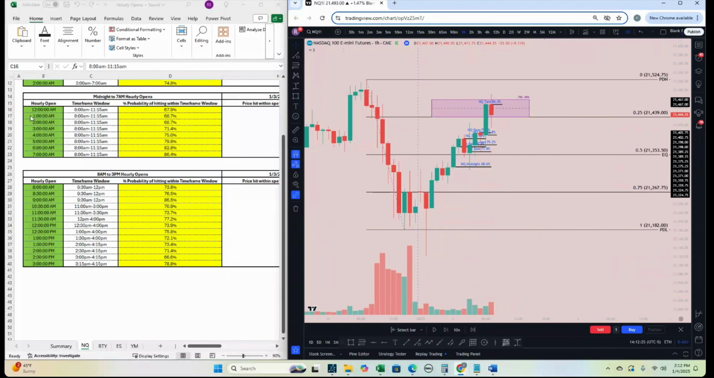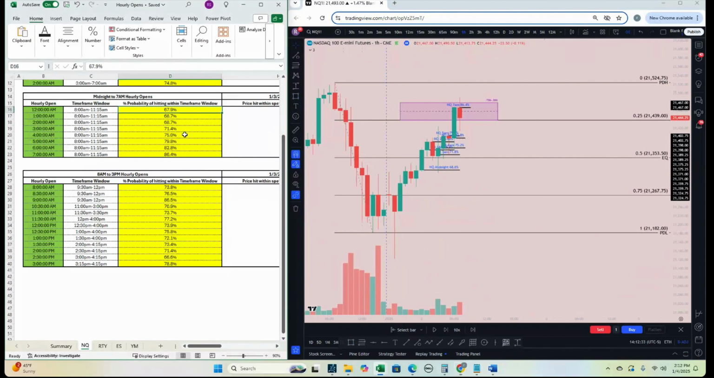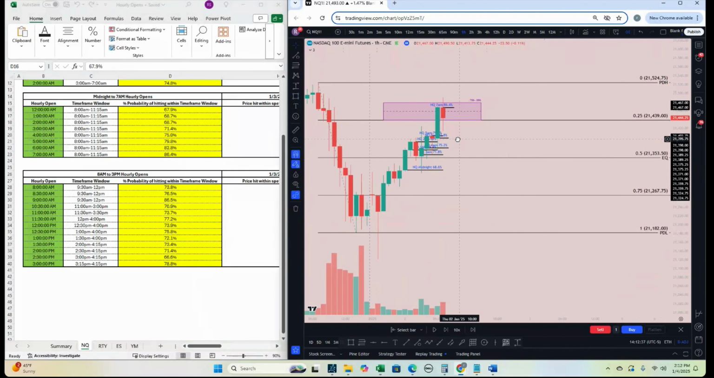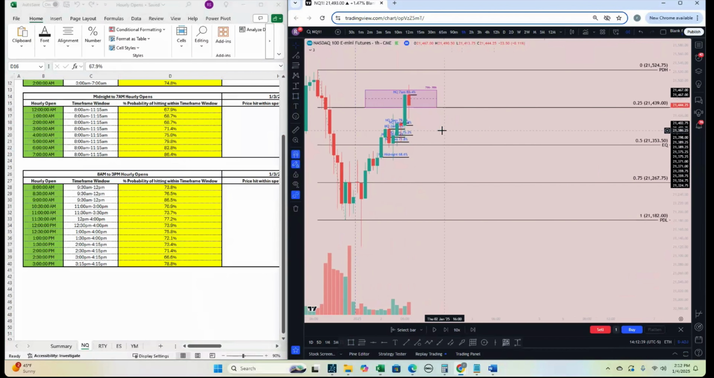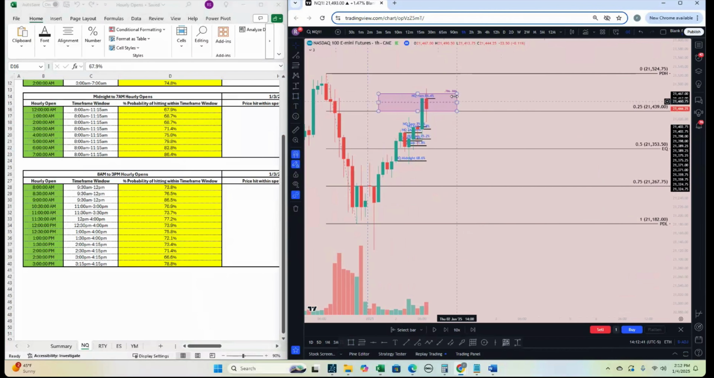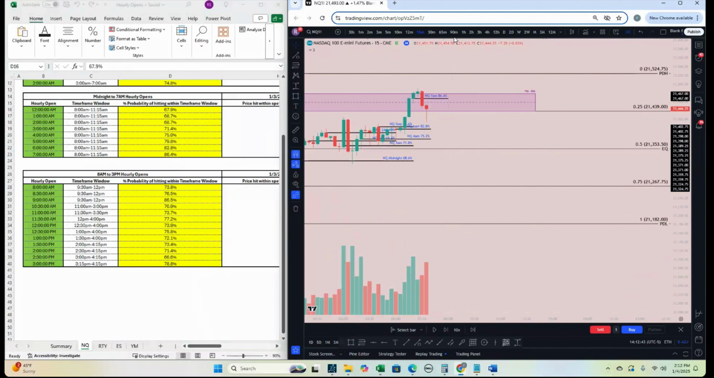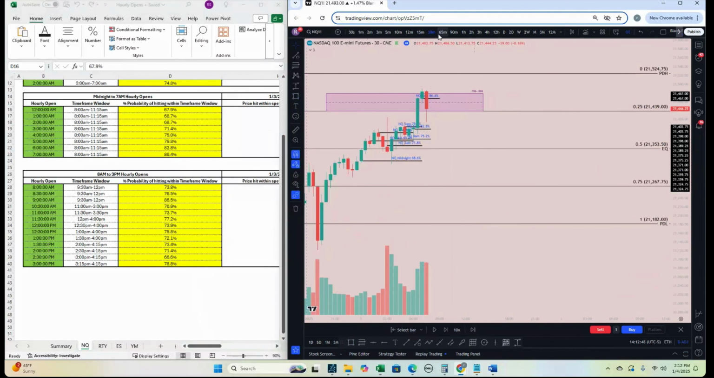Now, I'm only looking to hit these hourly opens from 8 a.m. to 11:15, right? Because those are the percentages that say that we're going to do that. And this is one of the trades that I took Thursday. So now let's go down to a 50. We'll stay at 30 minutes.